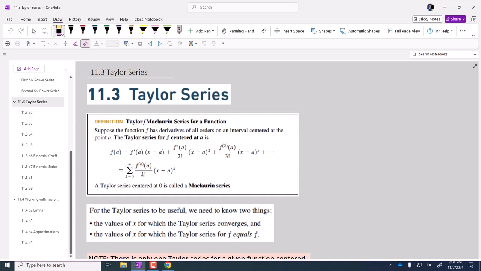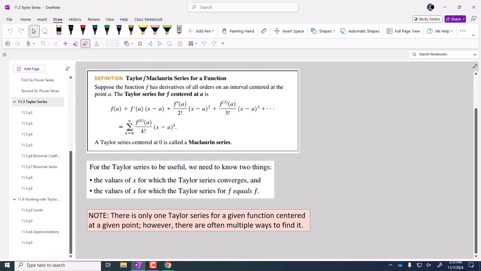That's called the Taylor series. It's just one type of power series. If you have a Taylor series that happens to be centered at the origin, they call it a Maclaurin series.